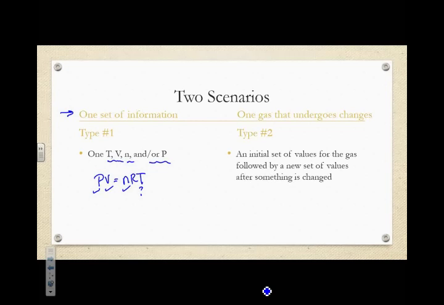Our second scenario is you have one gas that undergoes some kind of change. And in this case, you have an initial set of values for the gas followed by a completely new set of values after something is changed. So in this case, we might have a first pressure and a second pressure, and a first volume and a second volume, and maybe a first temperature, and we will be asked to solve for the missing final temperature of the gas.